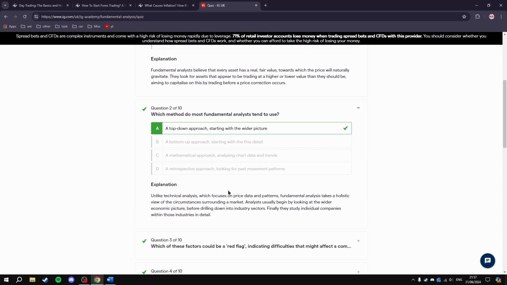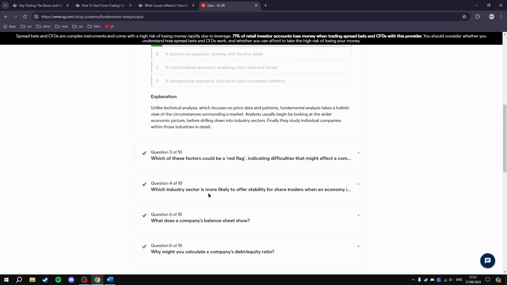So, unlike technical analysis, which focuses on price data and patterns, fundamental analysis takes a holistic view of the circumstances surrounding a market. Analysts usually begin by looking at the wider economic picture before drilling down into industry sectors. Finally, they study individual companies within these industries in detail.